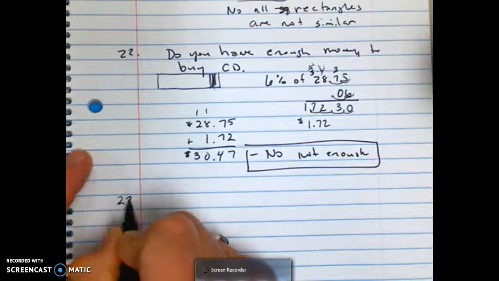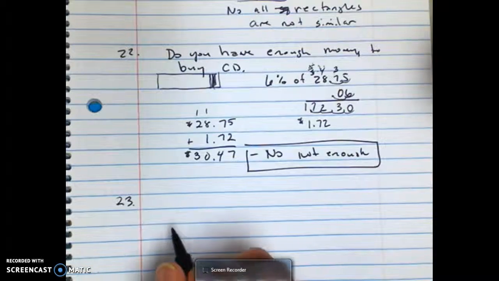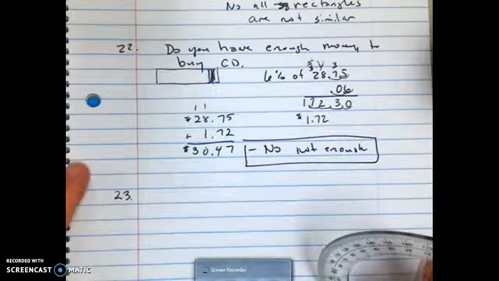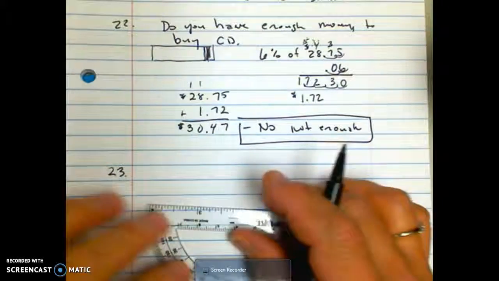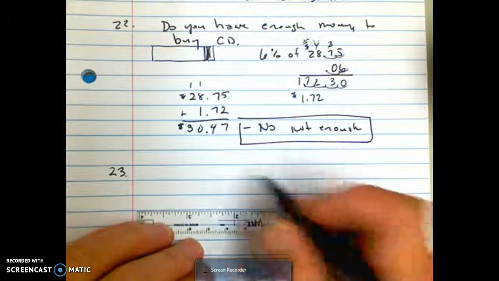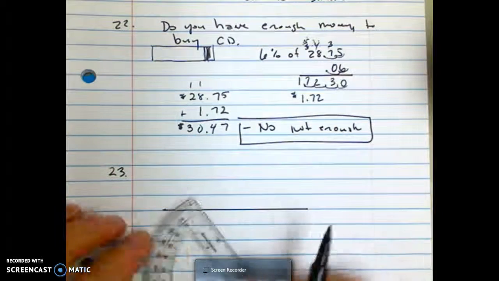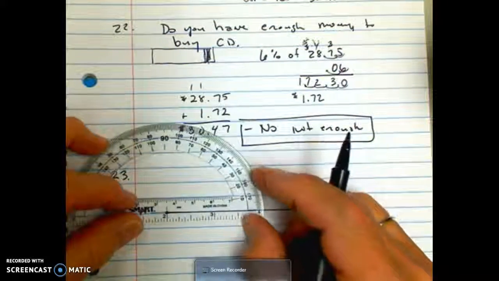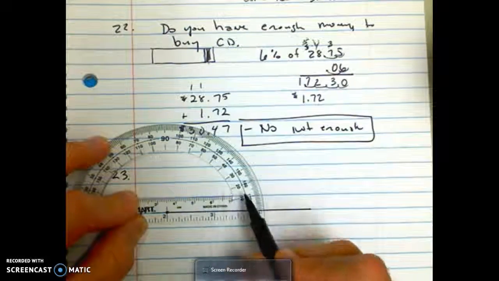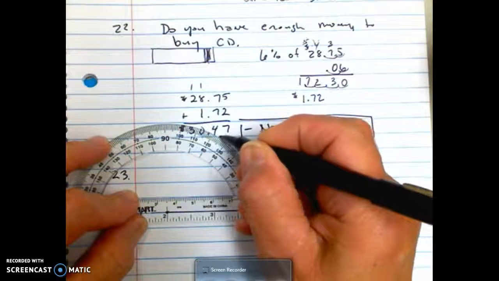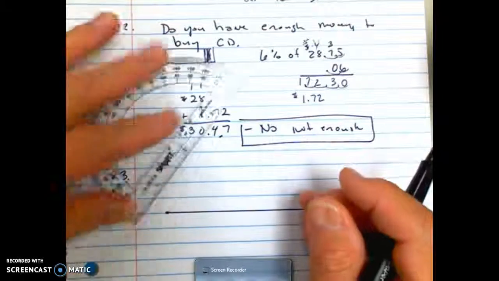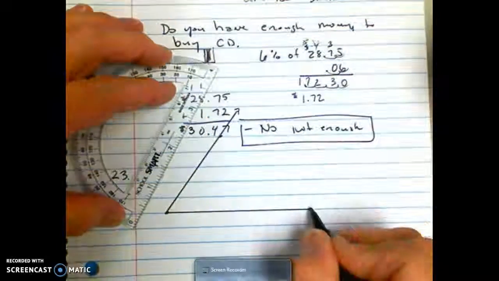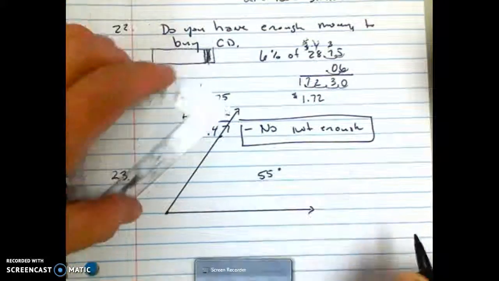Number 23, you are using a protractor and drawing an angle with a measurement of 55 degrees. So take your protractor, draw a ray, and then make this your end point. And then we want to measure up 55 degrees, put it on the outside, 55 degrees, and then draw the second ray that connects those two, and label it 55 degrees.